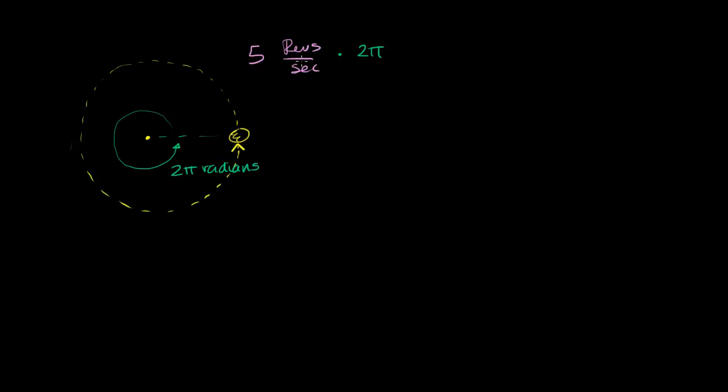So if you're going 5 revolutions per second, and there are 2 pi radians per revolution, then you could do a little dimensional analysis. These cancel out, and you get 5 times 2 pi, which gets us 10 pi radians per second. And it works out with the dimensional analysis, and hopefully it also makes sense to you intuitively. If you're doing 5 revolutions a second, each of those revolutions is 2 pi radians. So you're doing 10 pi radians per second.